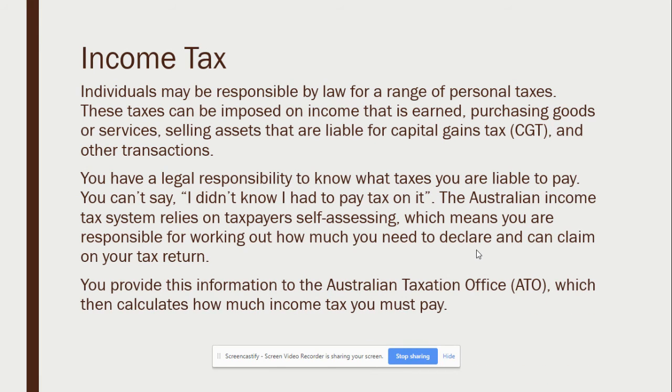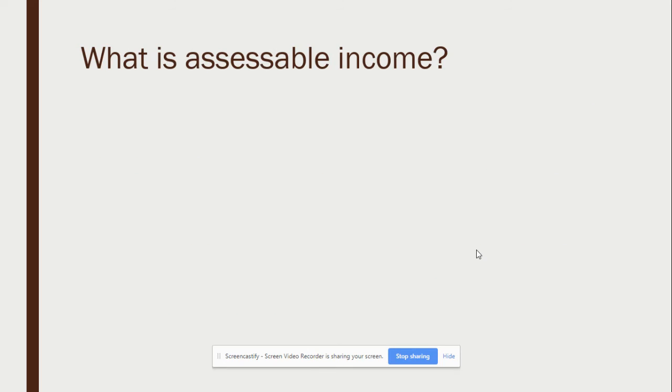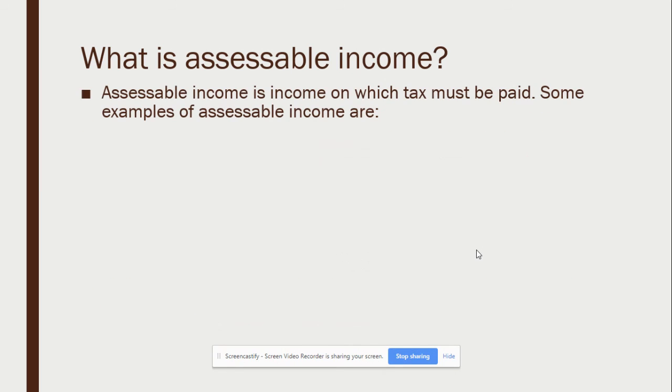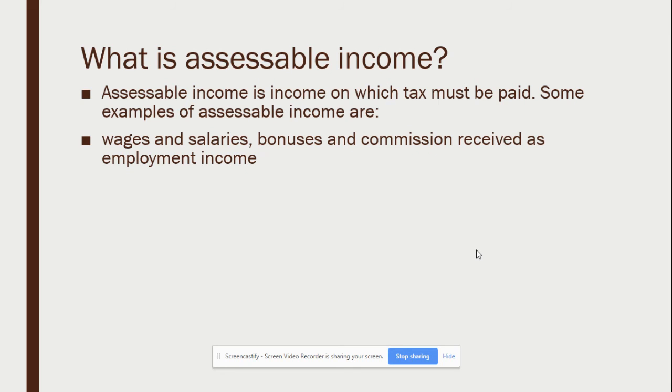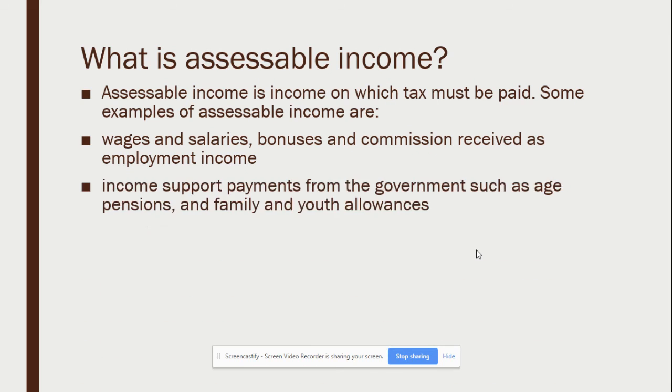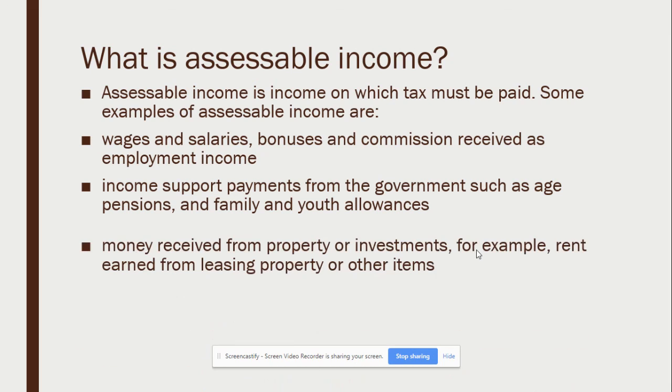You provide this information to the Australian Taxation Office, the ATO, which then calculates how much income tax you must pay. What is assessable income? Assessable income is income on which tax must be paid. Some examples of this are wages and salaries, bonuses, and commission received as employment income. Income support payments from the government, such as age pensions, family and youth allowances. You all pay tax on that.